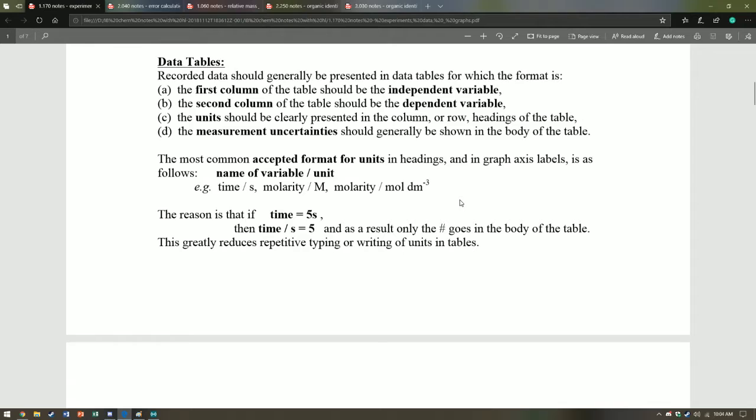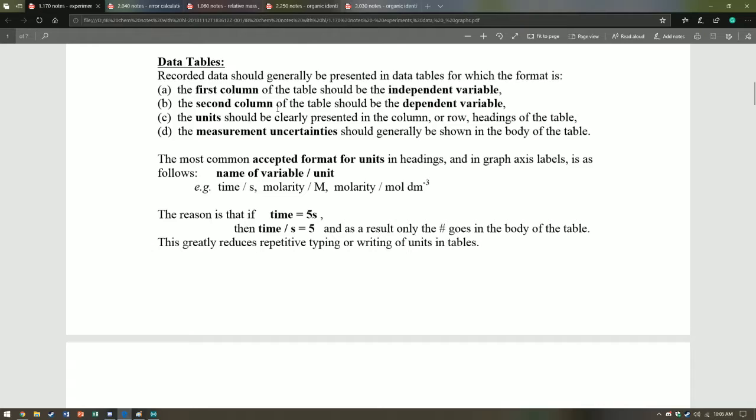Next, we go on to processing your results and how you're expected to present them, not just for the IB, but more generally in a scientific report. How are you expected to communicate your findings? For data tables, the first column of the table should be the independent variable. The second column and any columns thereafter are the dependent variable. The units should be presented clearly either in the columns themselves or the headings of the table. Measurement uncertainties should generally be shown in the body of the table.